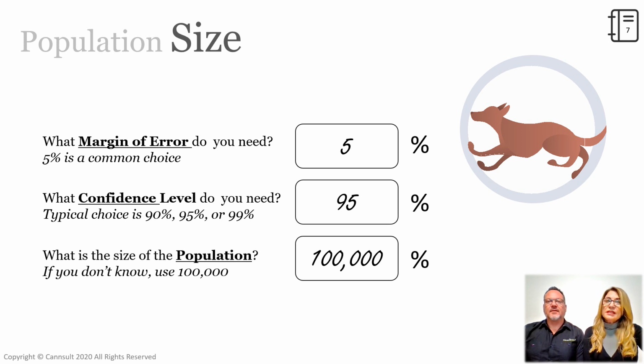The sample size doesn't change much for populations larger than 100,000. So if you're not sure, or if your population is infinite, you can use 100,000 as a default.